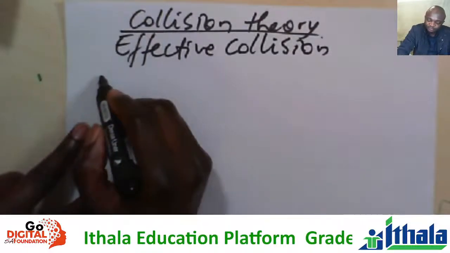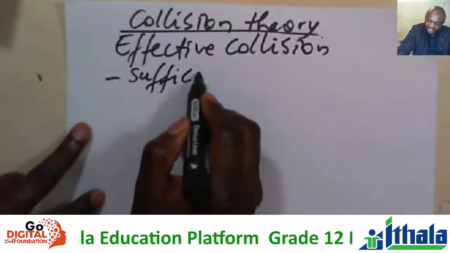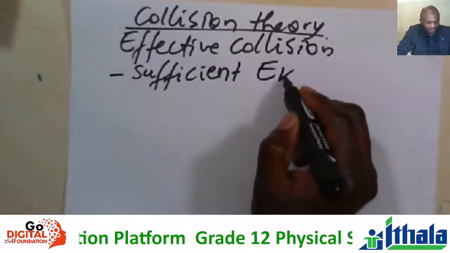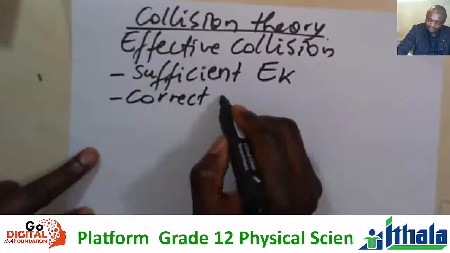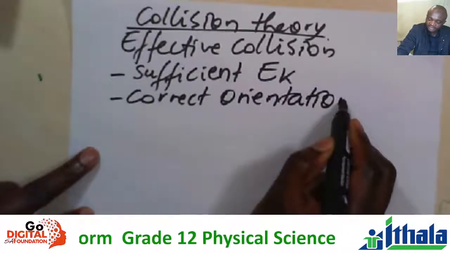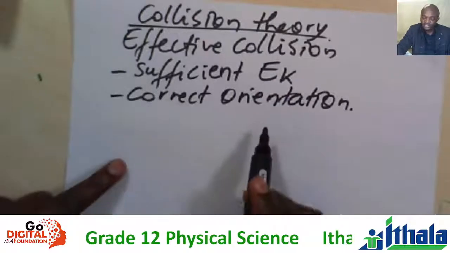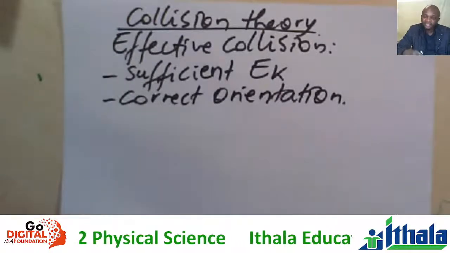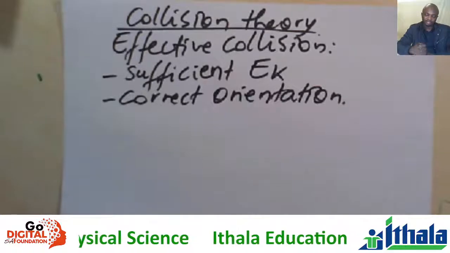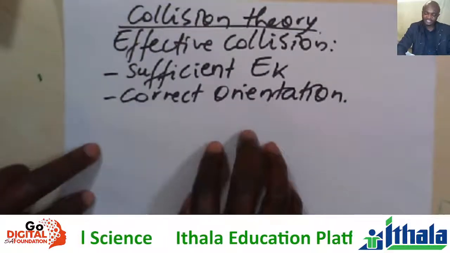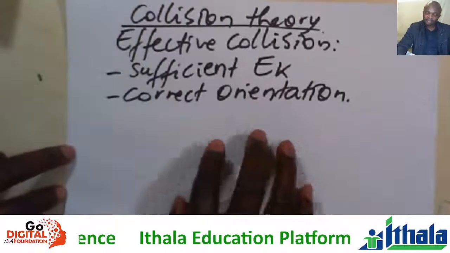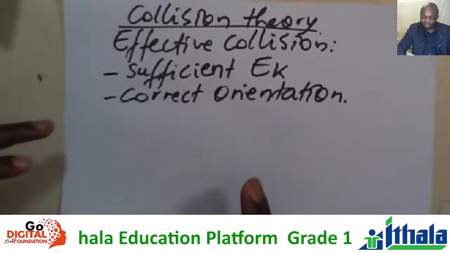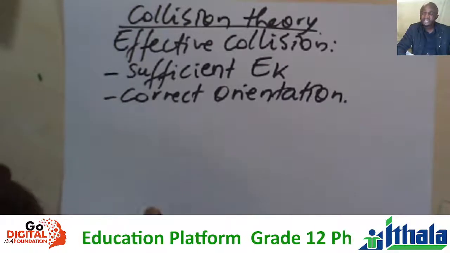Now, what are the conditions for an effective collision? Sufficient kinetic energy, we need that. Sufficient kinetic energy, that is EK, and then the correct orientation. So these are the two conditions for an effective collision, right? The sufficient kinetic energy and the correct orientation. If you look at that, you will see that when we have sufficient kinetic energy and then the correct orientation, when we add, say, a lot of them, we will have effective collisions in a short time, which means our reaction will be fast.